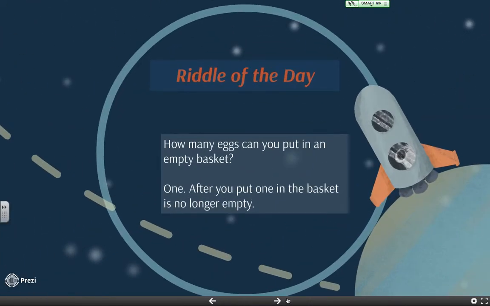So, the riddle of the day is how many eggs can you put into an empty basket? And the answer is 1. After you put in 1, the basket is no longer empty.